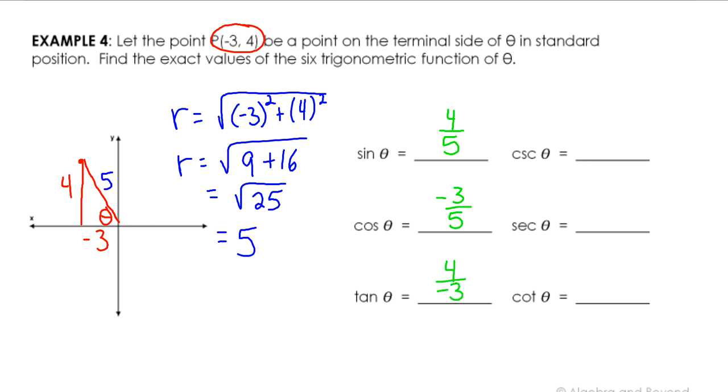And then I have my reciprocal functions where I'm flipping those. So this one would be 5 over 4. This one would be 5 over -3. And lastly, I'd have -3 over 4. So we can use that standard position angle to find some trig functions of anything that we need to.